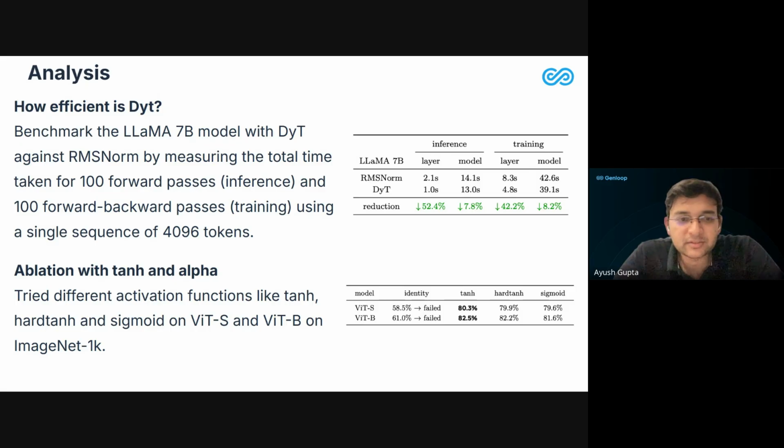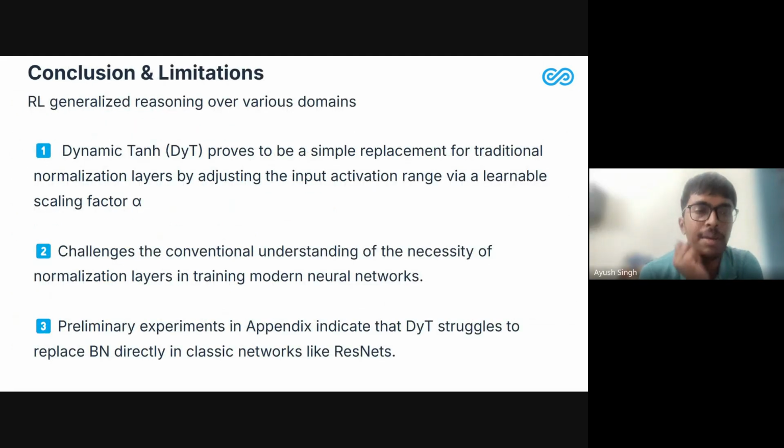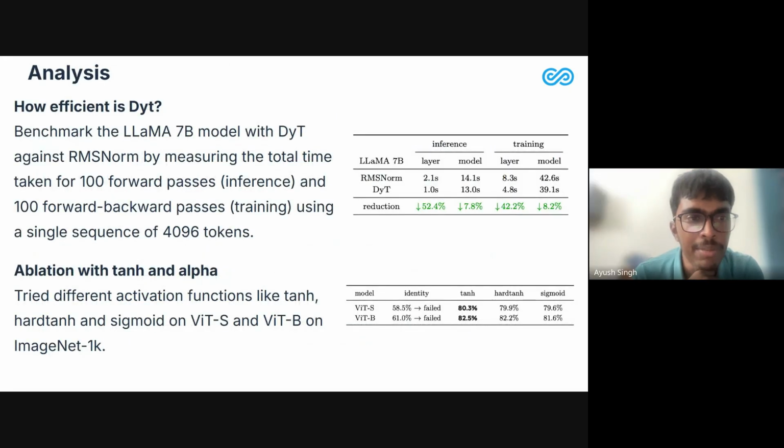Yeah, we can go to the next one. We're just out of time, so we can quickly complete. The next was the ablation with TANH and alpha. So with TANH, what they found is that TANH performed consistently better than hard TANH and sigmoid. Hard TANH and identity are pretty clear, but sigmoid and TANH could be talked about.